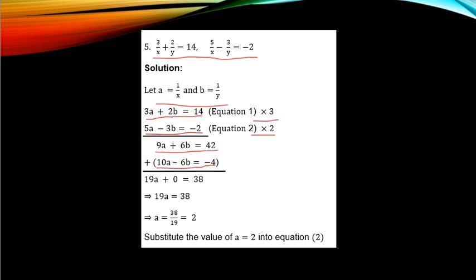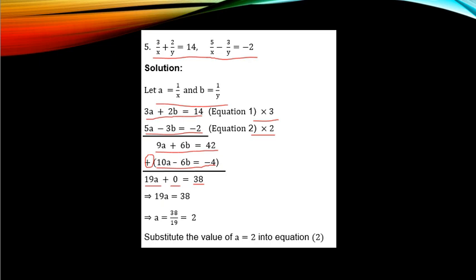Next thing we determine is either to add or subtract. Then you check the signs of variable b in both equations. The signs are opposite. For that reason, you add both equations. If you add, you have 9a plus 10a, that is 19a. 6b minus 6b, that is 0. 42 minus 4, that is 38.